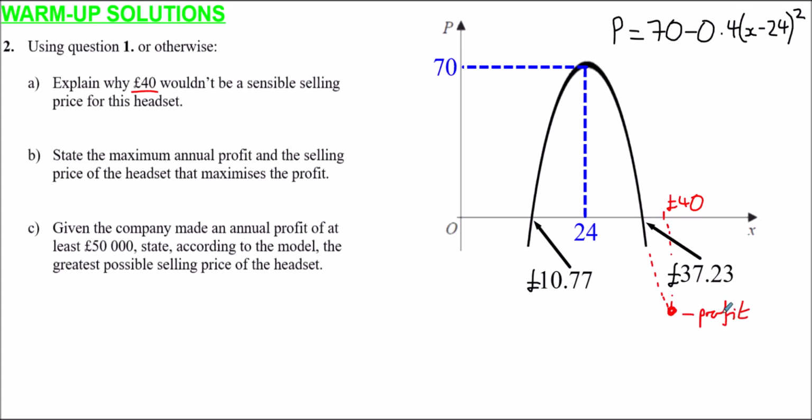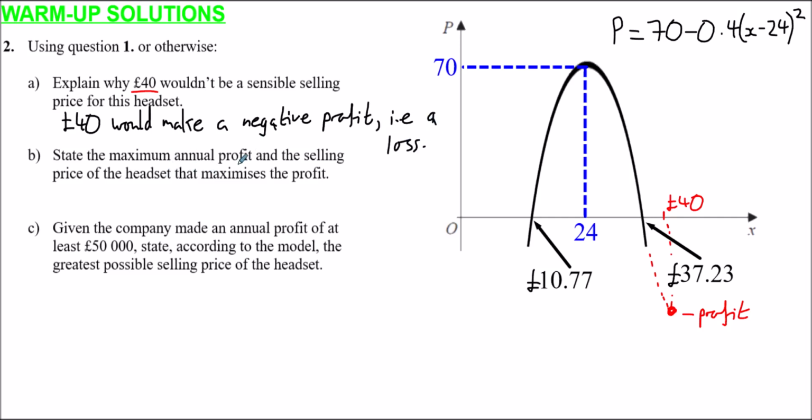So in other words, they could sell it at £40. You can sell things whatever you want. It doesn't really matter if you don't care about going out of business. But if they sold it for £40, they'd be making a loss. So £40 would make a negative profit. Or you could just say £40 would be a loss. P is a negative value, i.e. it'd make a loss.